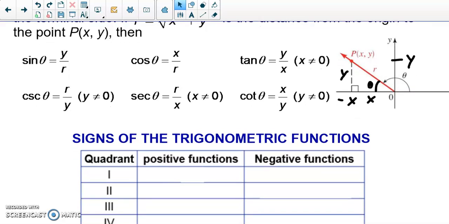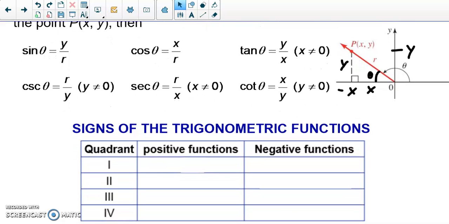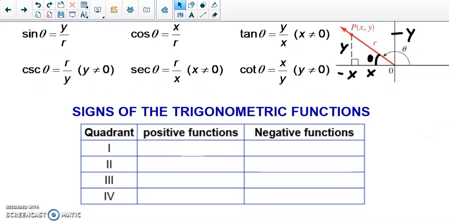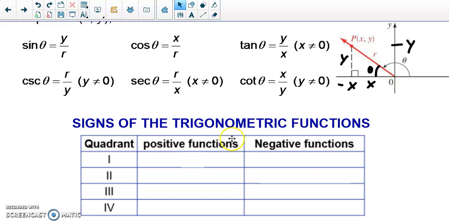Now, when are the ratios positive or when are they negative? It depends which quadrant they are in. If you recall, the positive functions in quadrant 1: if you have your triangle over here, let me draw it quickly with another color, and you have your x length and your y length, and this is your angle. Then we can see that x and y are both positive. Then you have r.